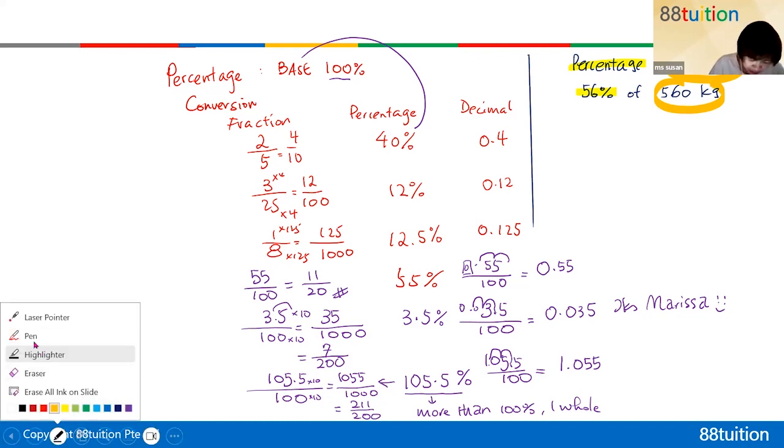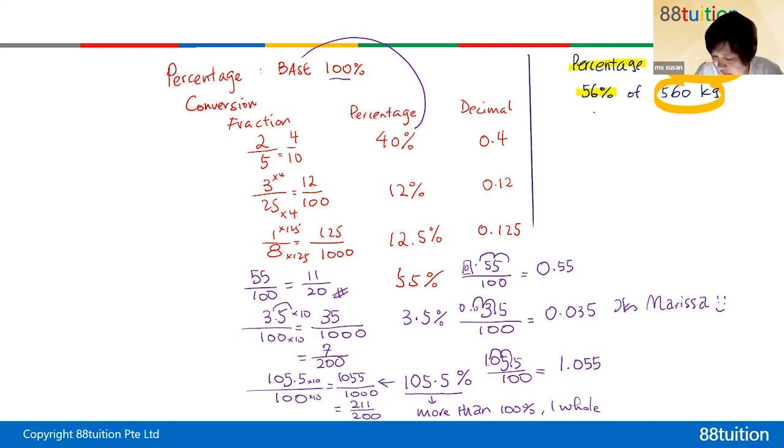So how are you going to do this? I need to convert this into a fraction of 56 over 100, multiply by 560 kilogram. So I need to reduce to the simplest form. What is 56 times 56 and then divide by 10? So what will that be? Use calculator, no worries. 313.6 kilogram.